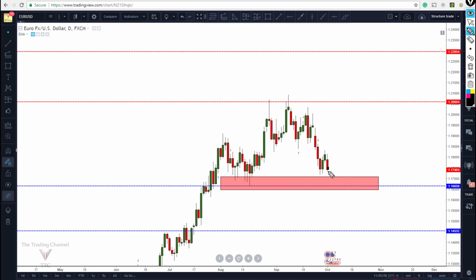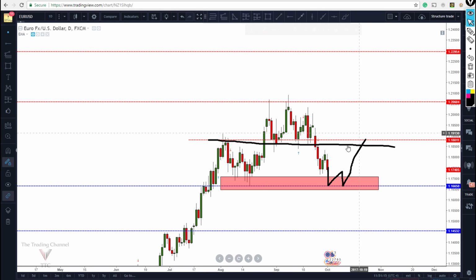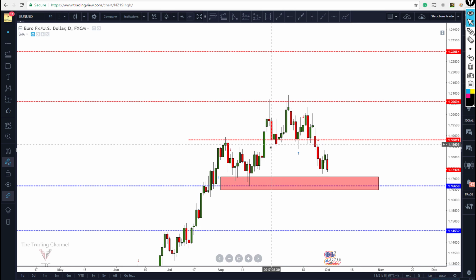Now, as for resistance, if we see a nice rally out of this support zone that we're looking at here on the euro dollar, then we can look right here for our first level of resistance, and I'm actually going to go ahead and put a red line in that area because that is a level in the market that has been tested multiple times in the past.